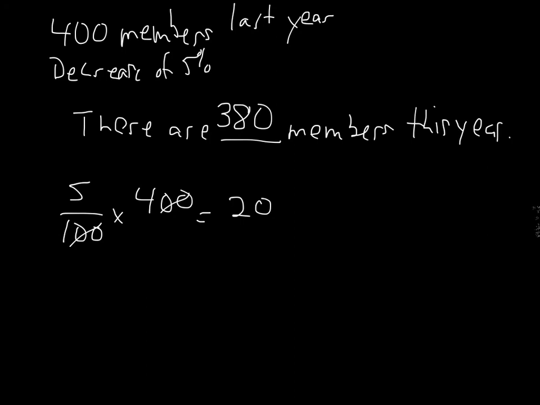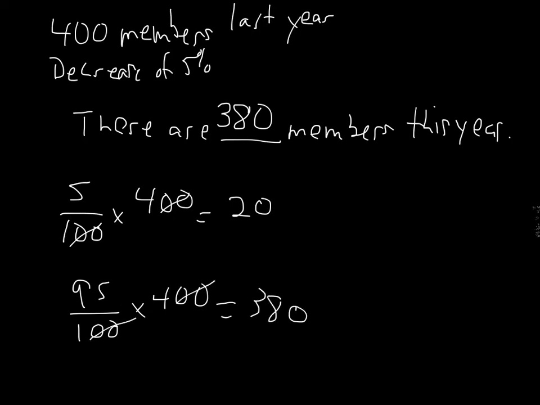Another way you could even do it is you could, instead of having to subtract, say, well, if they lost 5% of their members, then they kept 95% of their members, right? Because 100% is all their members. And so you could have also done 95% times 400. And 95 times 4 is also 380. In fact, you might even put 0.95 times 400 in the calculator, and you would get 380. There are 380 members this year in the chess club.